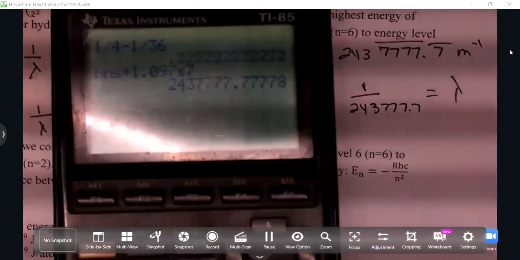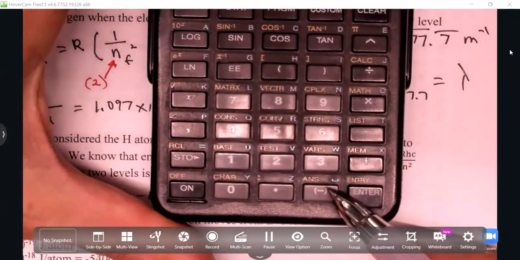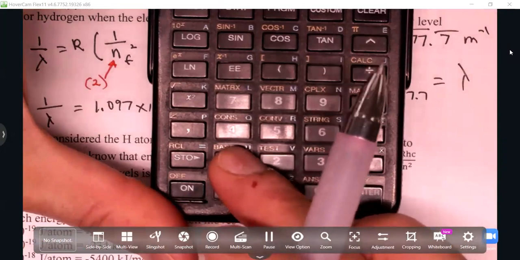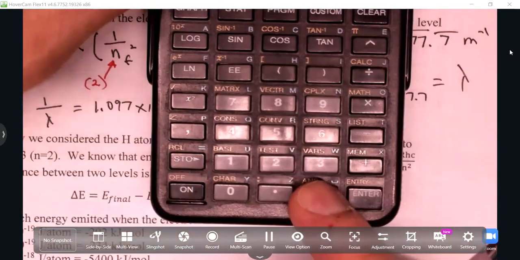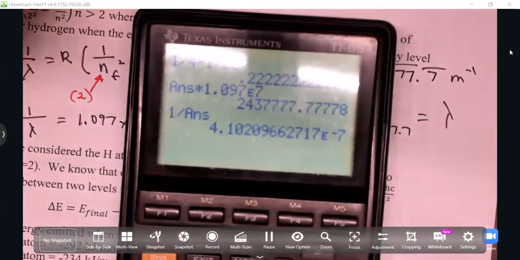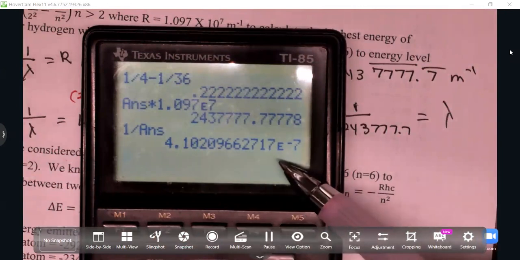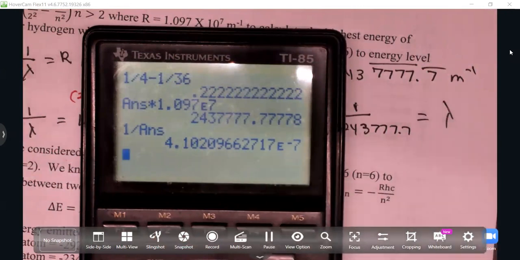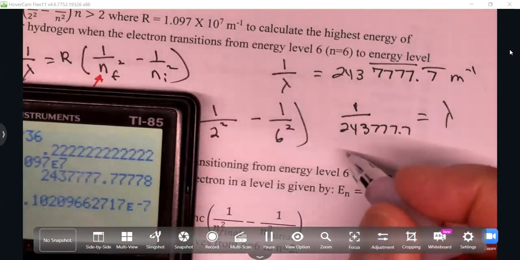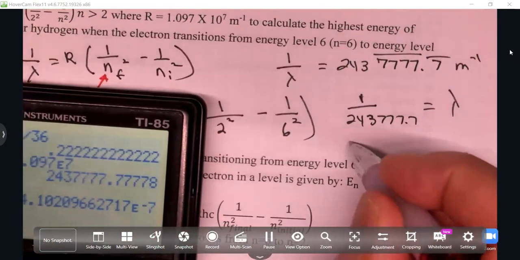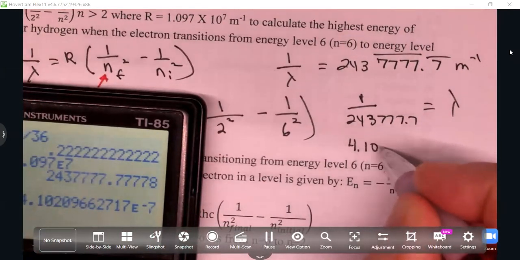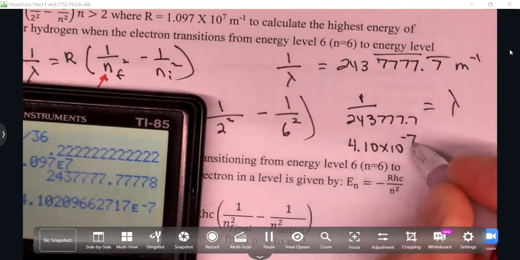So if you have a graphing calculator, use your answer key down here. So I'm just going to take 1 divided by the second answer. And that's to the minus 7 meters. So we got to get that in nanometers. So we get 4.10 times 10 to the minus 7 meters.